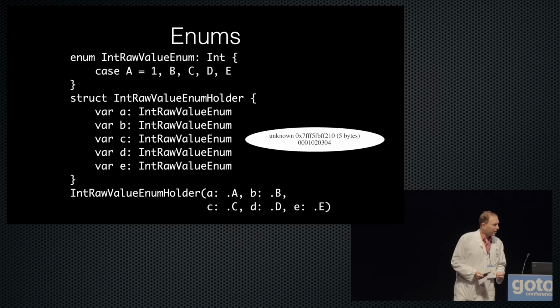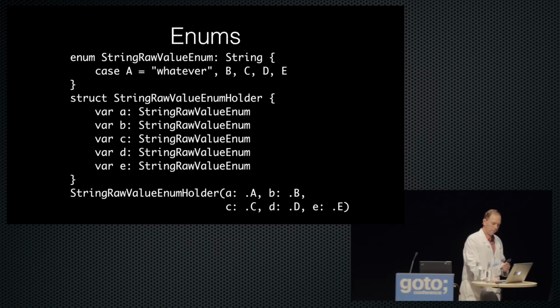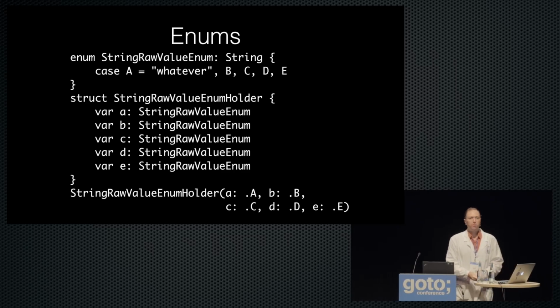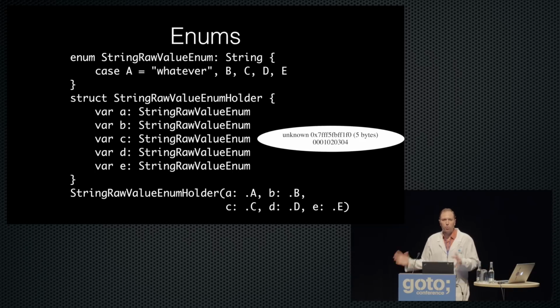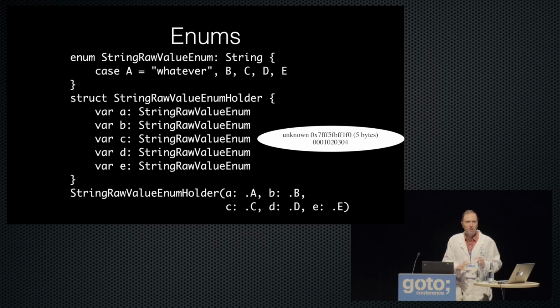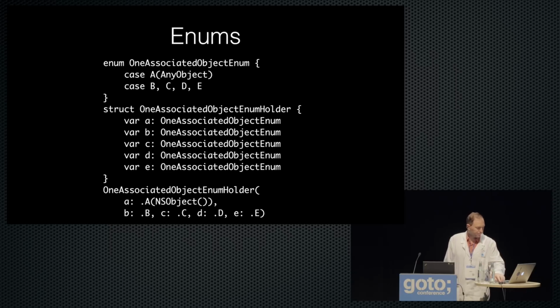All right. Running out of time here. Real quick, if we just go through for a string, you can do string raw values. So A is whatever, and then B, C, D, and E get defaults. Those are just B, C, D, and E. And those still are 0, 1, 2, 3, 4. And essentially what's going on here is the raw value can be stored off in a separate table somewhere. The compiler knows about it. There's no per instance raw value of any kind, so it can just be 0, 1, 2, 3, 4, and somewhere else there's a table that says 0 is whatever, 1 is B, 2 is C, and so forth.